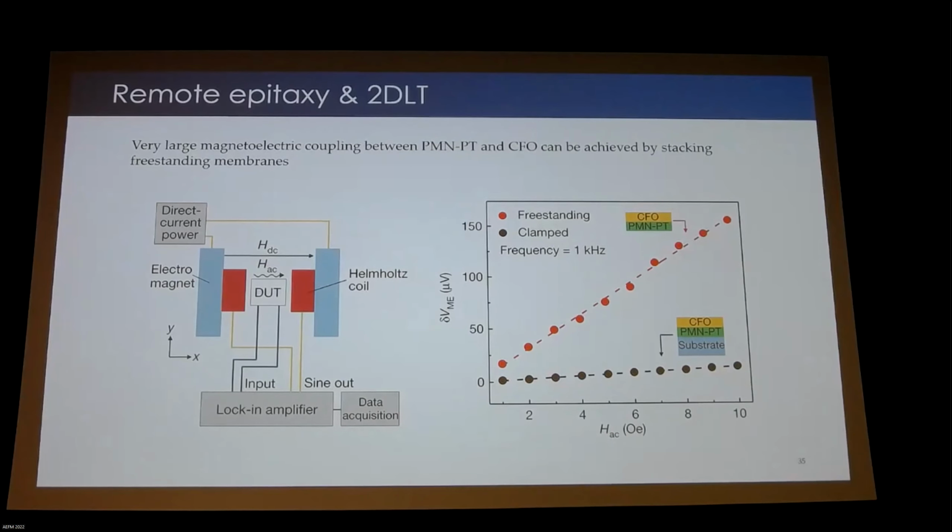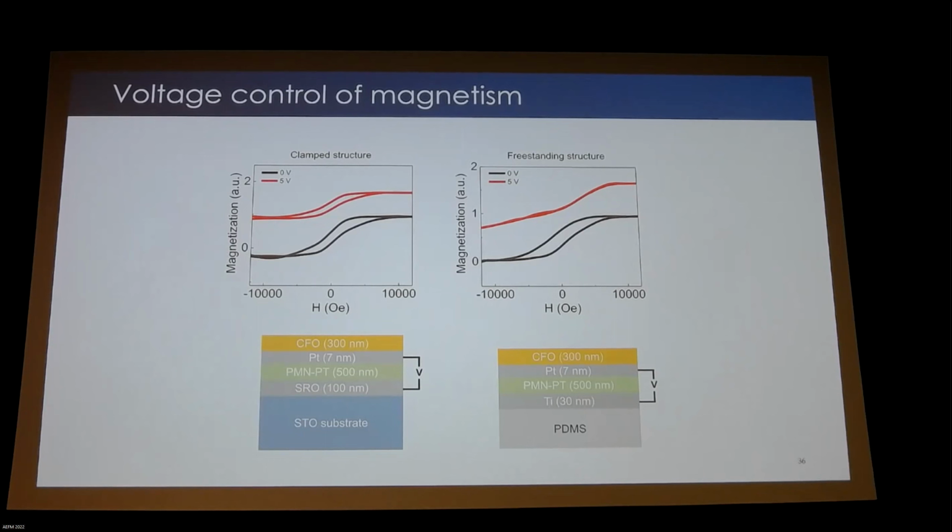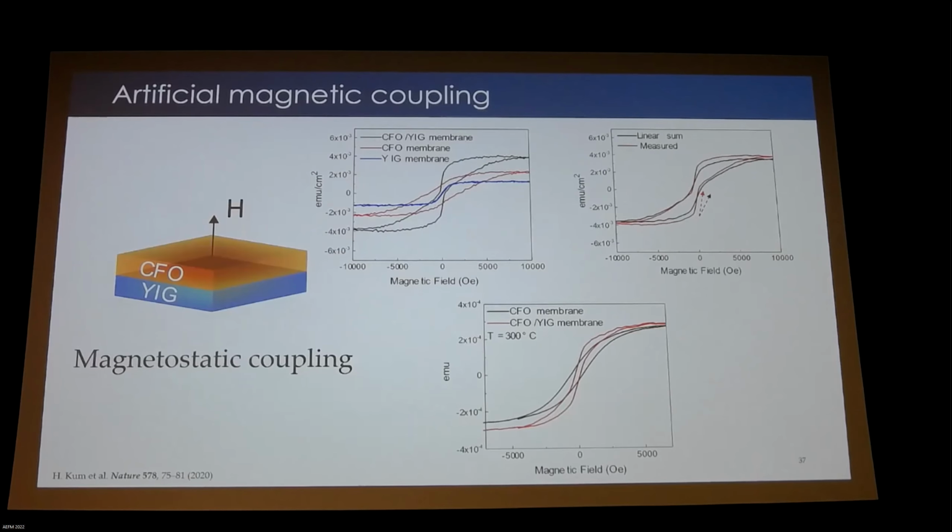We also measured the magnetoelectric coupling coefficient of this device. This is a freestanding device, completely freestanding, and compared to a device that was bonded to the substrate, we got a much higher magnetoelectric coupling coefficient. And of course, we were able to control the magnetic property of CFO in the freestanding device by applying a voltage across the PMN-PT, whereas for the device that was clamped to the substrate, we couldn't change the magnetism of CFO.